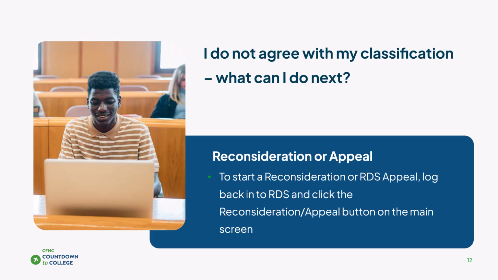If you have completed RDS and you received a classification of non-resident, but you think that is actually incorrect, then you can submit a reconsideration or an appeal. We'll get into next what the differences between those two are. But to start one of them, you can just log back into RDS and select the reconsideration/appeal button that you will find on the main screen.